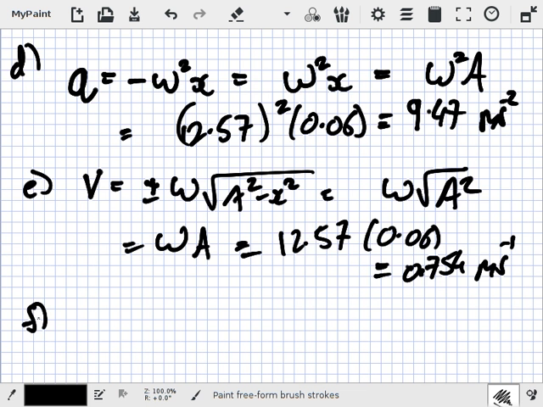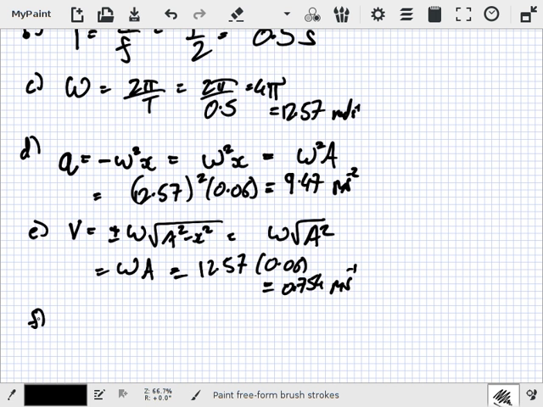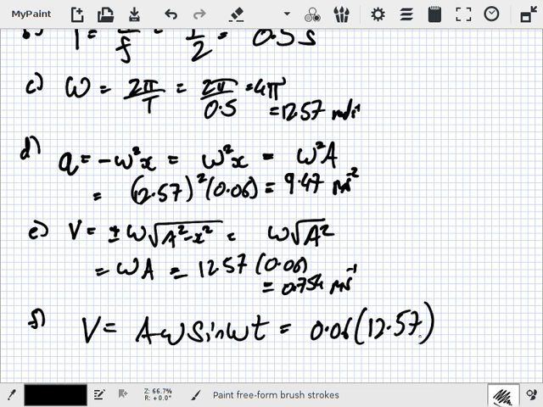F. How fast is the bob moving after 0.1 of a second? So we have to use the formula A omega sine omega t. This is in your formula book. The A is 0.06, the omega is 12.57, the omega t is 12.57 times 0.1, which is 1.257. So, as long as you're in radian mode, you'll get this, I think.